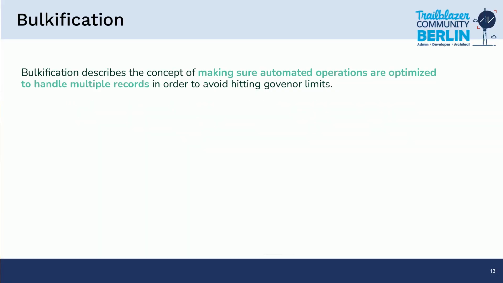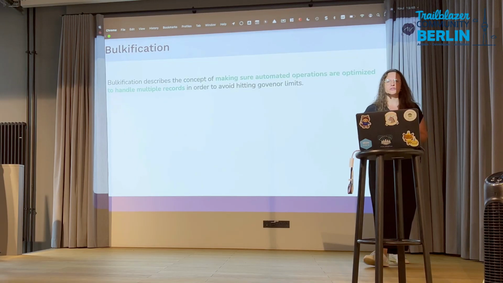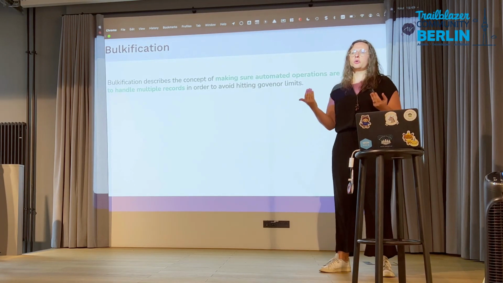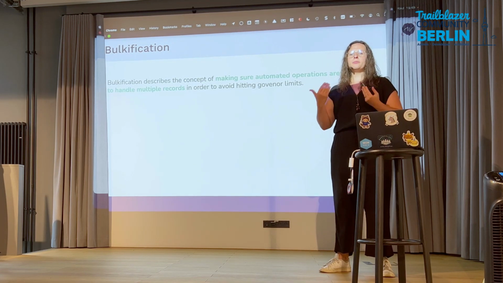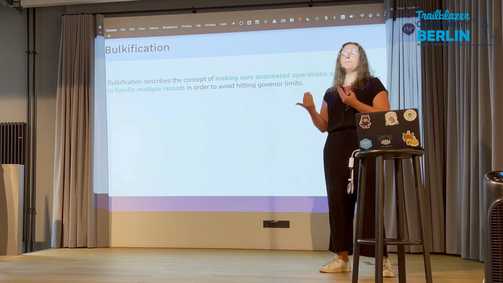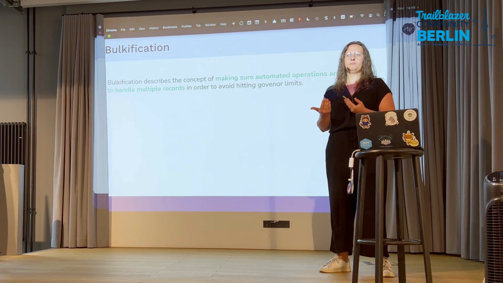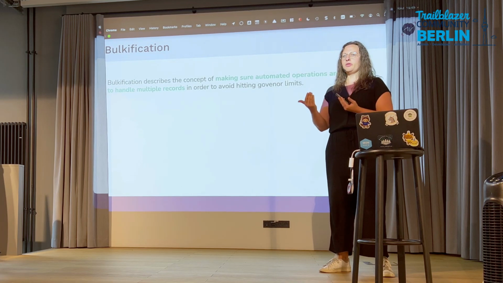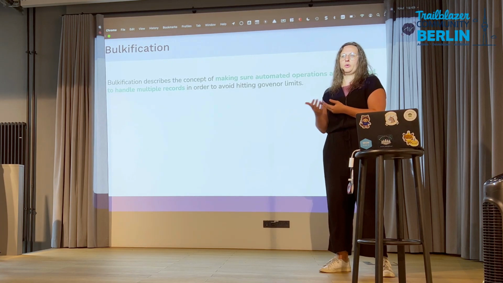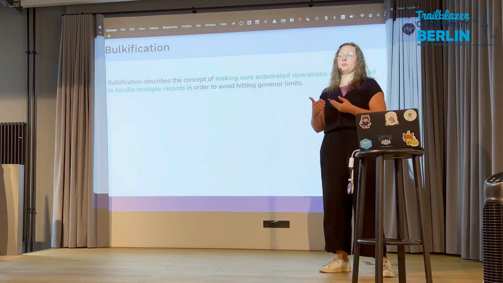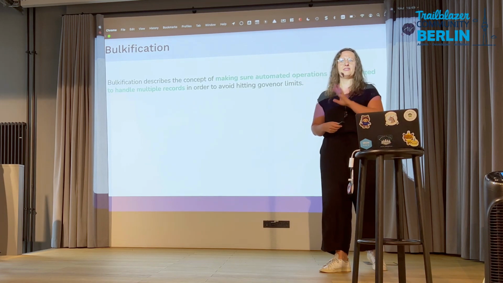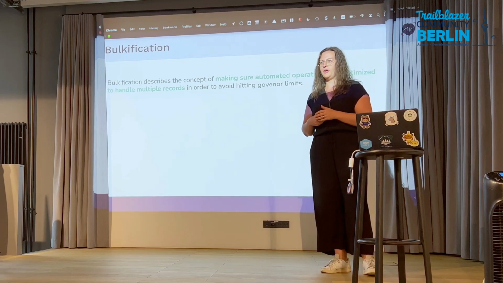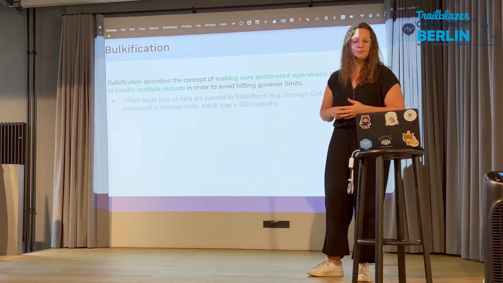Bulkification basically describes a concept where we make sure that any of the automations that we build are optimized to handle multiple records. And why do we do that? Because we want to consume the least amount of governor limits as possible. We want to avoid hitting those limits, because if we hit the limits, the transaction fails, everything's rolled back, and you've got a big mess. The user doesn't really get a nice error or anything. So you want to avoid hitting those.